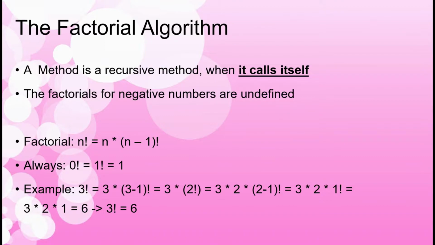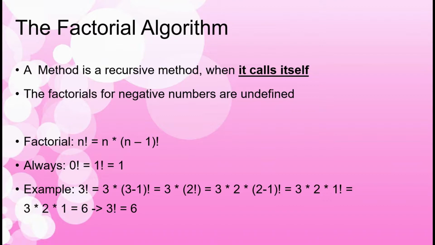The factorials for negative numbers are undefined. The factorial, if you see it mathematically, is this symbol n! for any number, and then you just multiply n with n minus 1, always. Then the 0 factorial and the 1 factorial give you the result of 1.